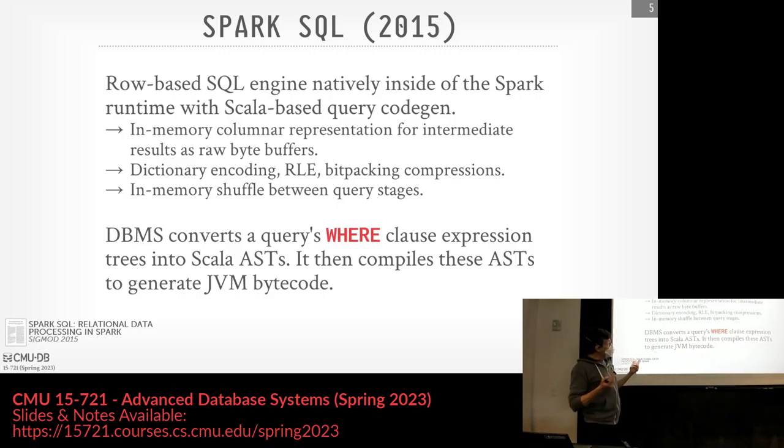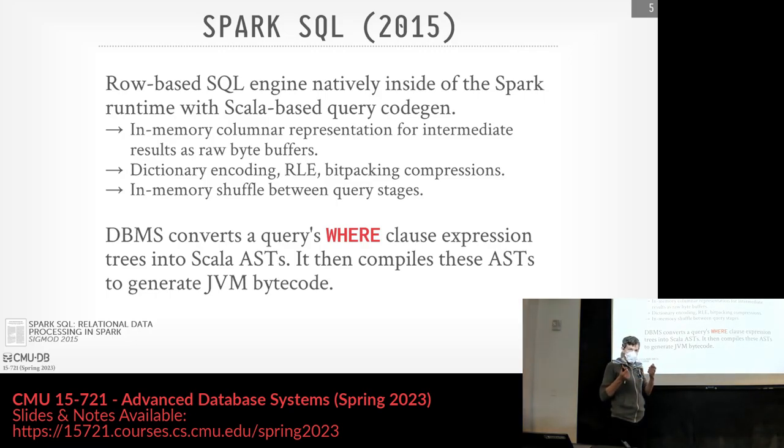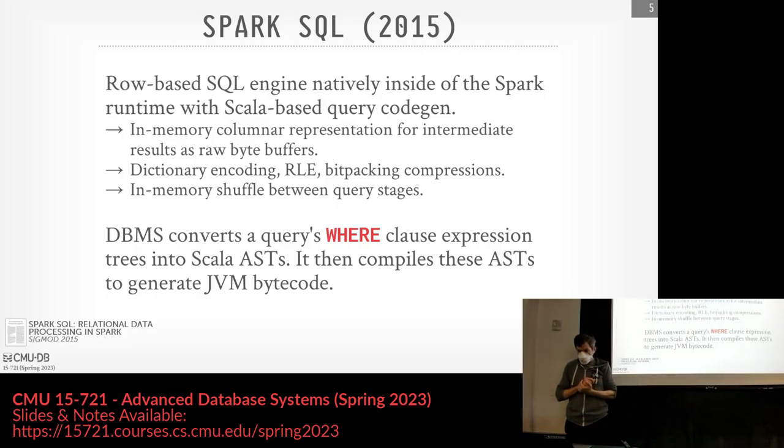So they're going to do all the tricks that we talked about. They do dictionary coding, RLE, bitpacking compression. They're going to do an in-memory shuffle between query stages, again just like we talked about in Dremel, except they're going to write the data locally rather than having a separate shuffle service. They're also going to do codegen, but only for the where clauses. They take the predicates in the where clause expression, convert them into Scala ASTs, and then use the built-in Scala JIT compiler to convert them into bytecode that runs in the JVM. So they're not doing the holistic query compilation that we saw in Hyper. They're only doing it for the predicates themselves.